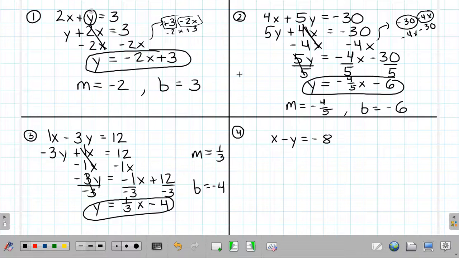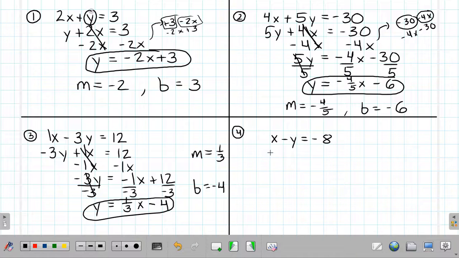If we have an equation, and honestly, if we have an equation in any form, what we've got to be able to do is solve the literal equation, go through, solve for y, and once we solve for y, we pretty much have the equation in slope-intercept form.